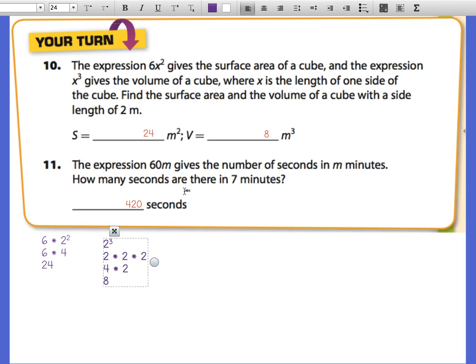Go slow. Here you have 60m gives the number of seconds in m minutes, and you have 7 minutes. So you have 60m, you have 7 minutes, so you take 60 and you replace the m with 7. 6 times 7 is 42. Add on that extra 0 and you have 420 seconds.